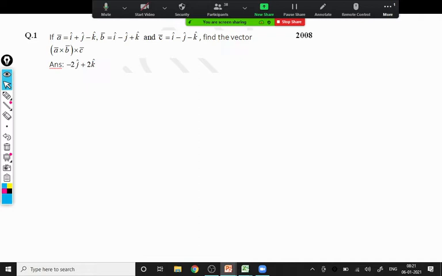So the first question here was asked in 2008. We are given 3 vectors A, B, C and the question is to find the vector A cross B cross C. Now, there are obviously 2 ways. One of the ways is a lengthy way. You can calculate A cross B first, then calculate A cross B cross C. That is also correct and you get the same answer. Instead, we can use the definition that we saw right now. So let me start a solution here.